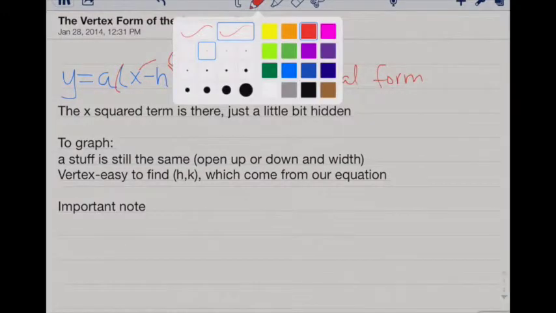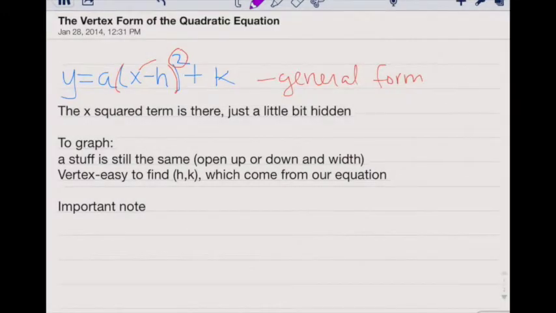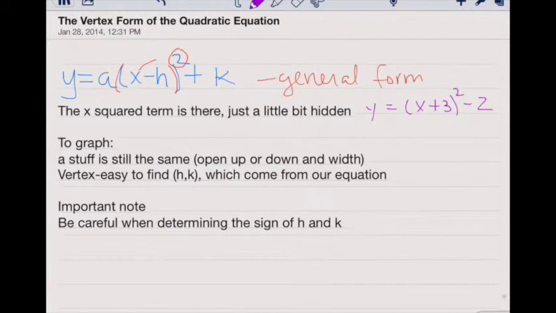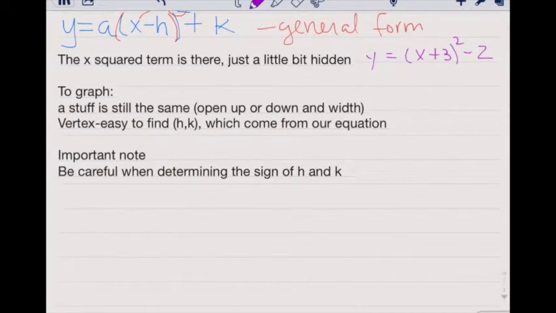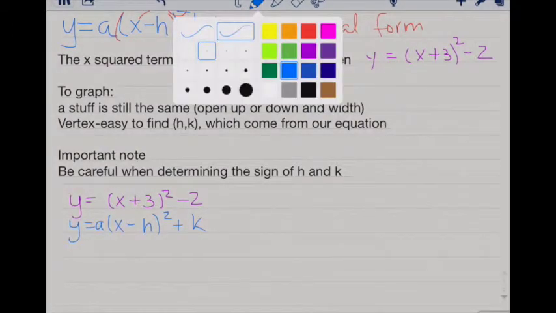So let's create an example. Well, you can do y equals x plus 3 quantity squared minus 2. So here, we need to be careful when determining the sign of h and k. So let me line up this general and specific. I'm starting off with my specific form, and then let me write out my general form. Now, let's break it down.